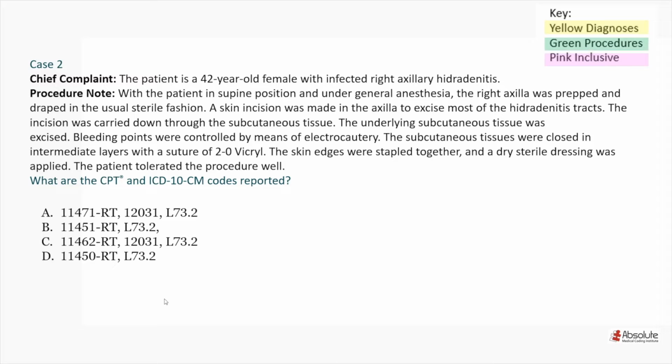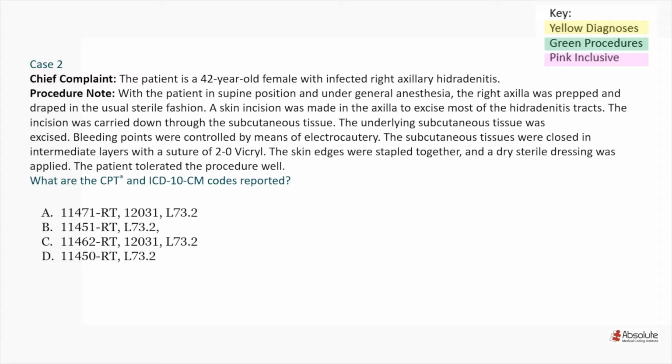Thank you. Okay. What are the CPT and ICD-10-CM codes reported? A, 11471, RT, 12031, L73.2. B, 11451, modifier RT, L73.2. C, 11462, modifier RT, 12031, L73.2. D, 11450, modifier RT, L73.2.